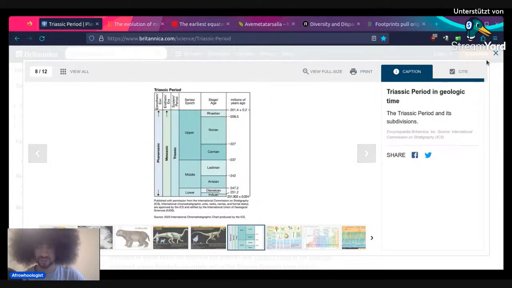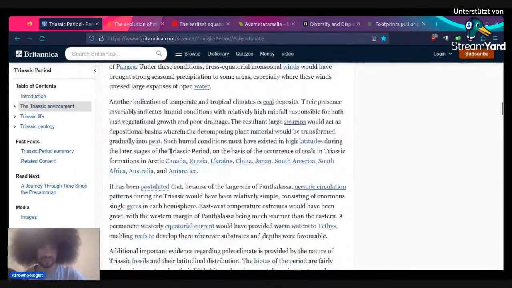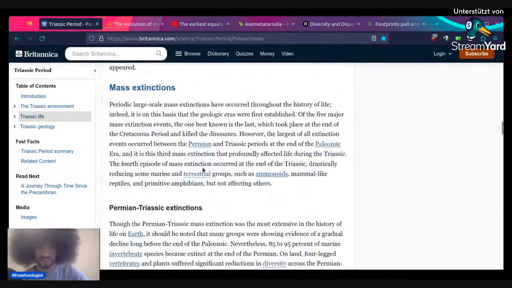So if we go here, this is a Britannica site. We've already covered the beginning of this period. What I want to talk about now is all of the miraculous stuff that occurs in the 10 million years of the mid-Triassic that is completely inexplicable to modern-day science. And here I've pulled up a couple things I want to talk about. It's 10 million years, so there isn't a huge amount to really cover.